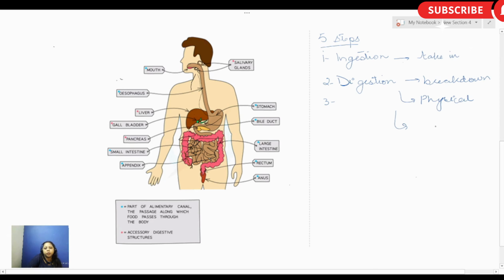So how could you differentiate between physical digestion and chemical digestion? Chemical digestion involves enzymes, or we can say in a chemical change a new substance is formed, and in physical digestion there is no formation of new compounds. The substance would be the same, but only the size is reduced. What do you think is the purpose of physical digestion?